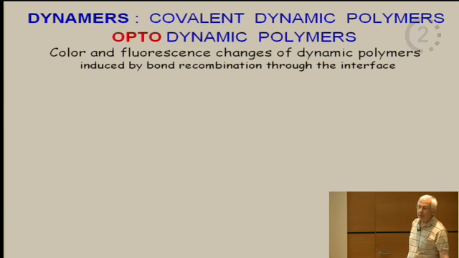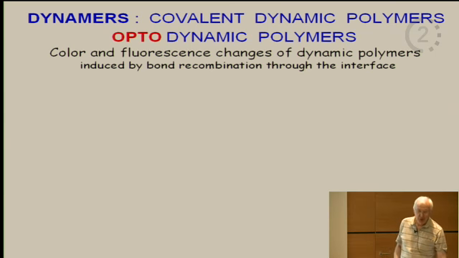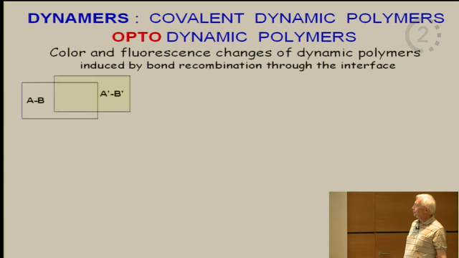What about optical properties? I'm going a bit fast here, but I think you are waiting for something out there. So what about optical properties? Film AB, film A prime, B prime. AB is transparent. A prime, B prime may be a little bit colored, a little bit fluorescent.